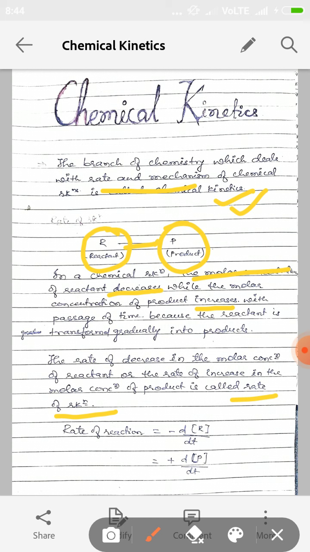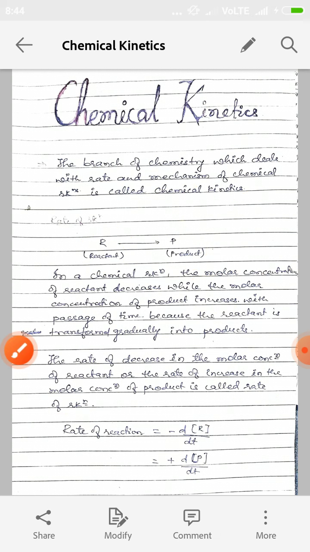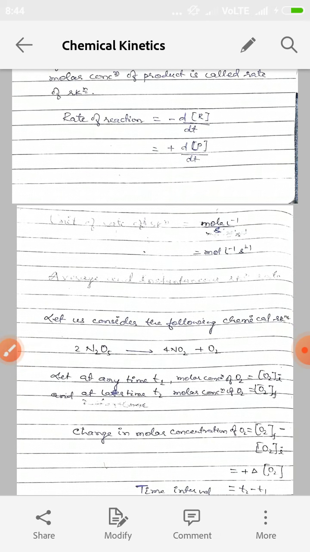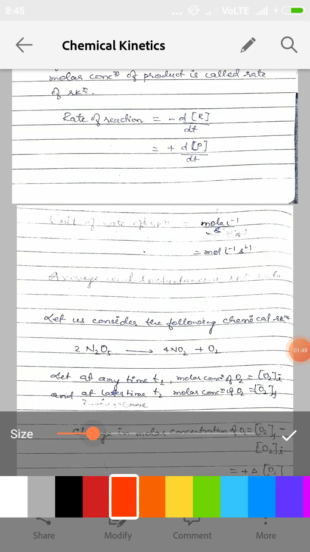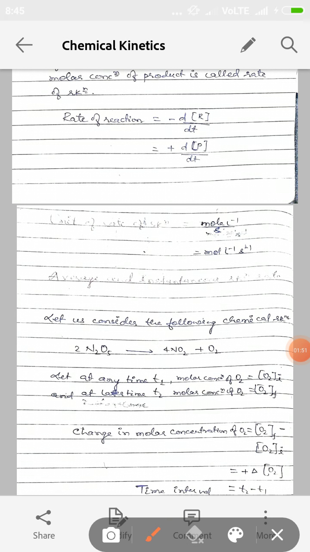Let us see, the rate of reaction equals minus d concentration of reactant by dt, equals plus d concentration of product by dt. Now the unit of rate of reaction is mole per liter per second, as we see in the slides.